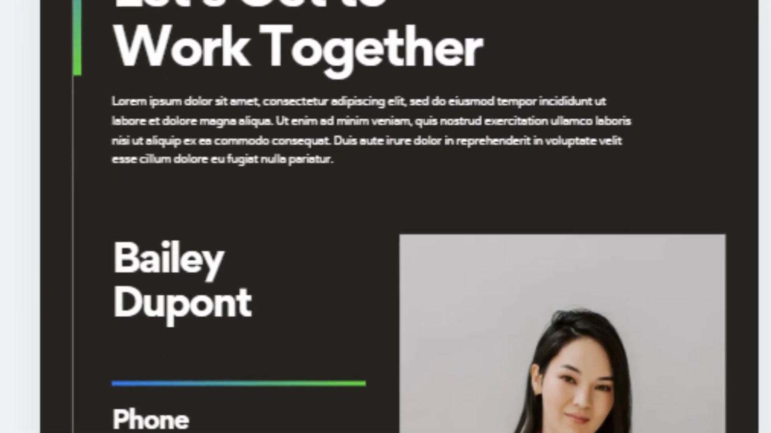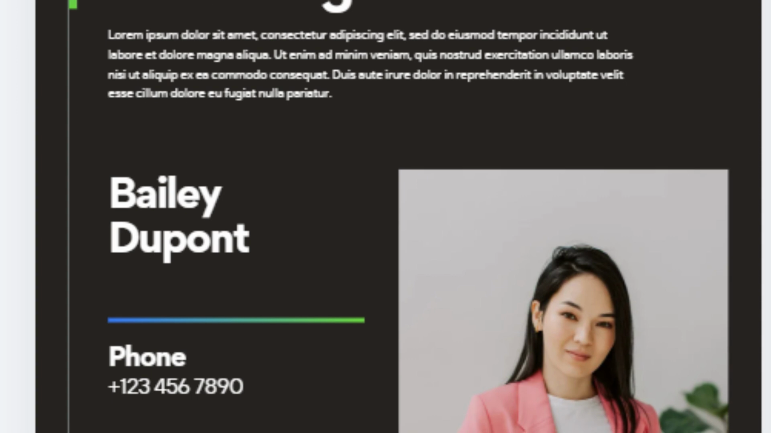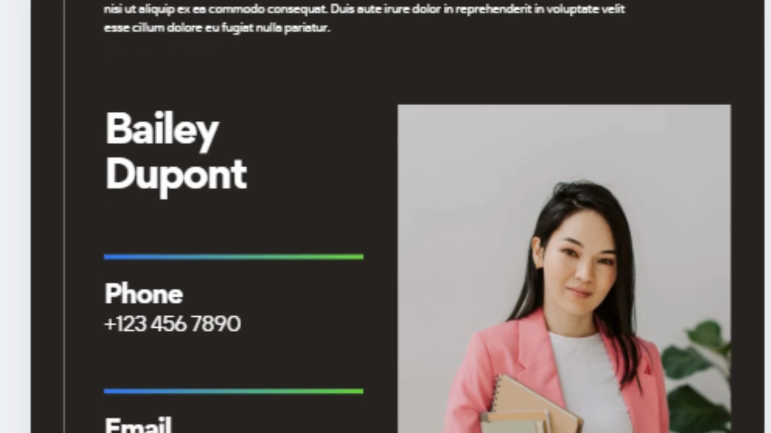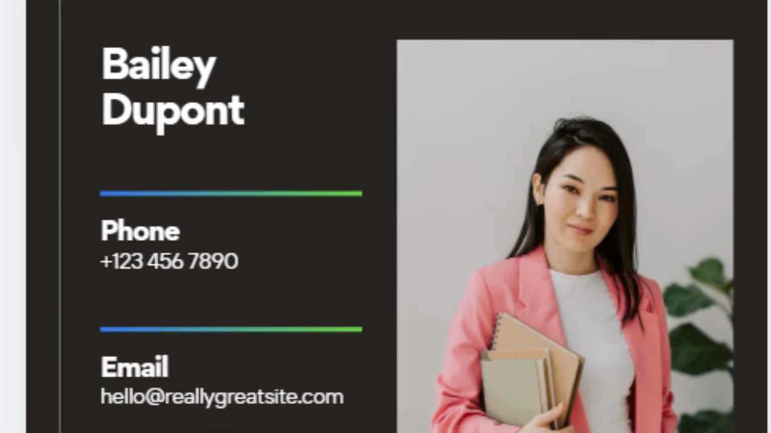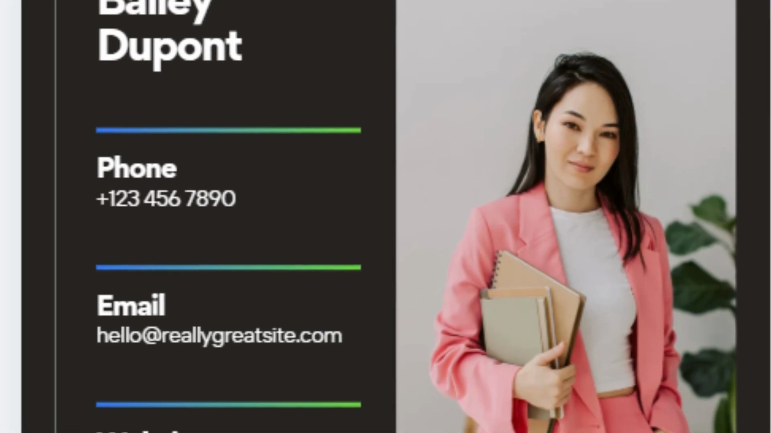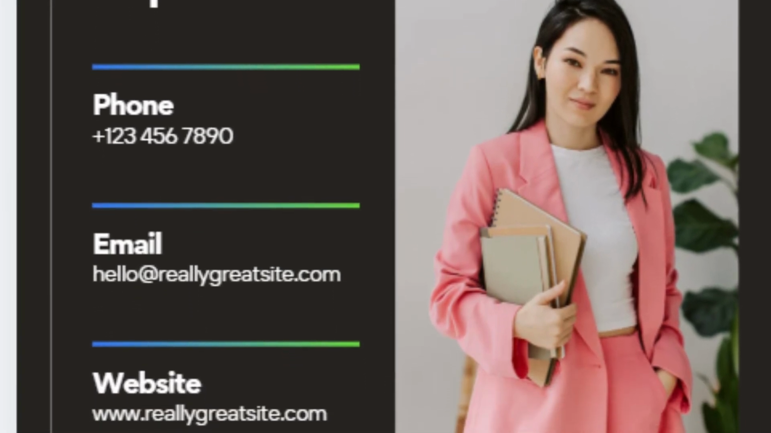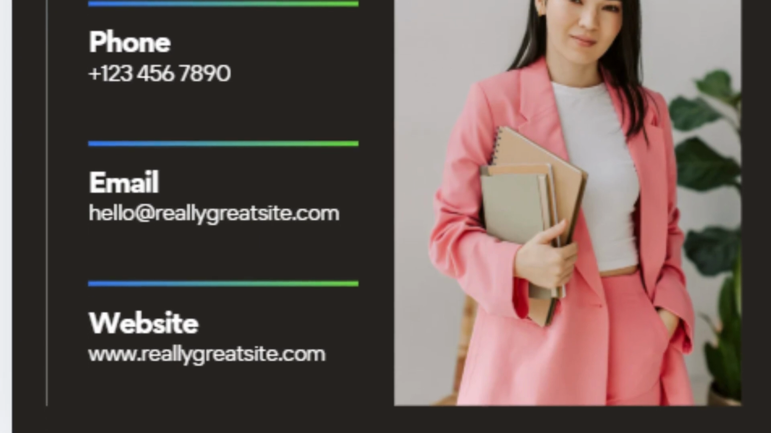A simple way to remember this structure is that a strong proposal answers 5 questions. What is the problem? What is the solution? How will it be done? How much will it cost? And why should the client choose you?